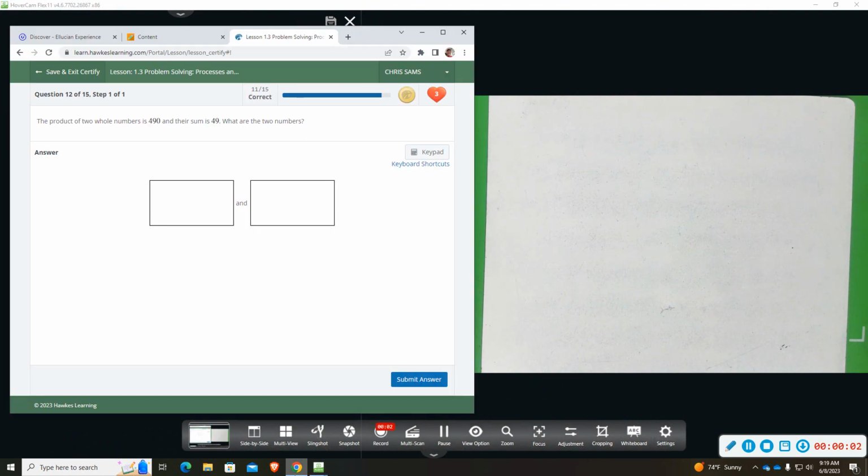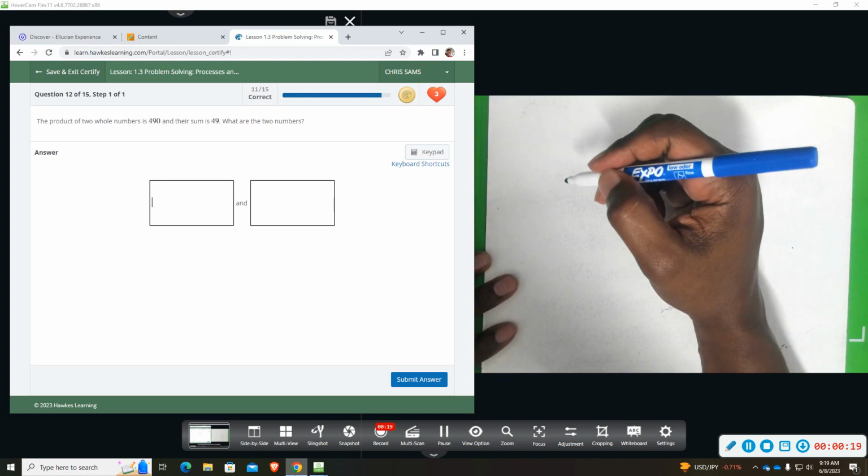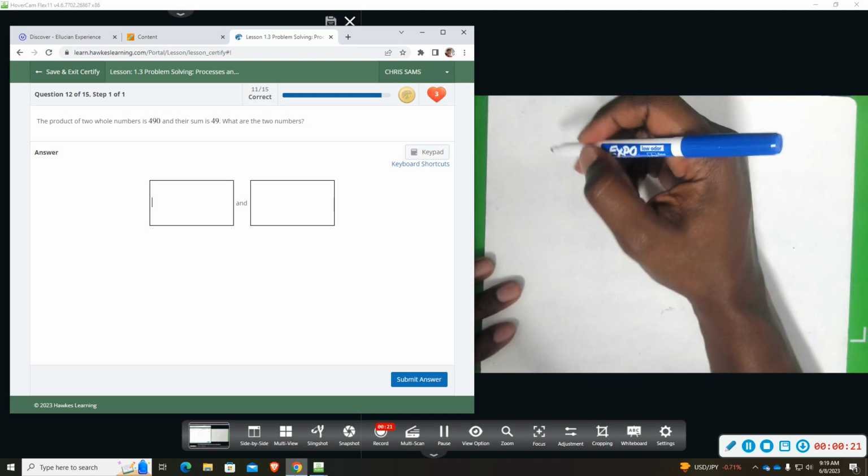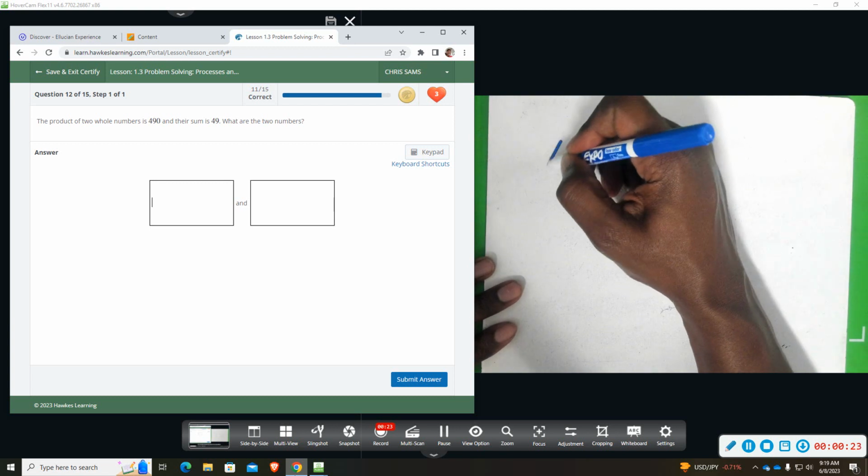All right, number 12. We're given the product of two numbers is 490. Their sum is 49. What are the two numbers? So we want to write down two equations, and we'll solve this. The product tells me I'm going to multiply. So I'm just going to use x and y. Those are the common variables.